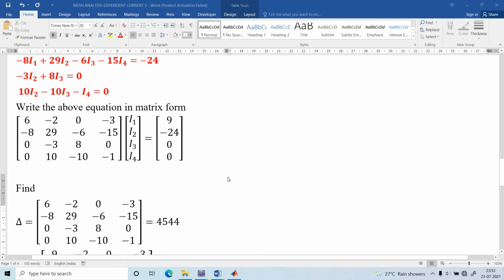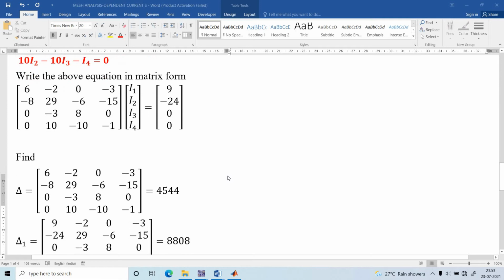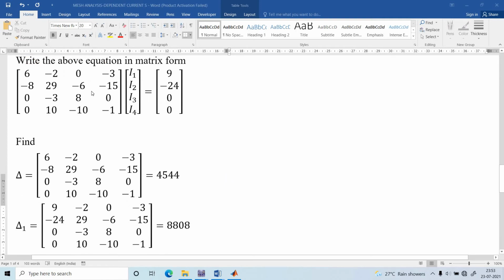Next I am going to solve the currents one by one. Here this is the 4 cross 4 matrix. So I have to use the MATLAB to solve this. So delta equal to 6. First of all I have to write the matrix. This is delta. So find out the determinant for this matrix. And next I am going to find out delta 1.